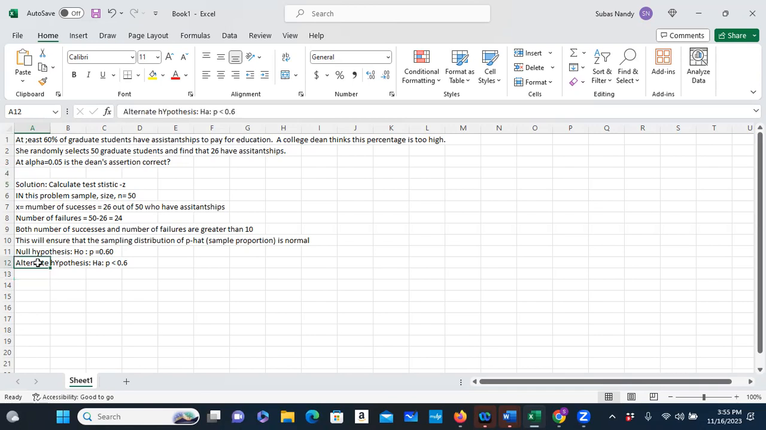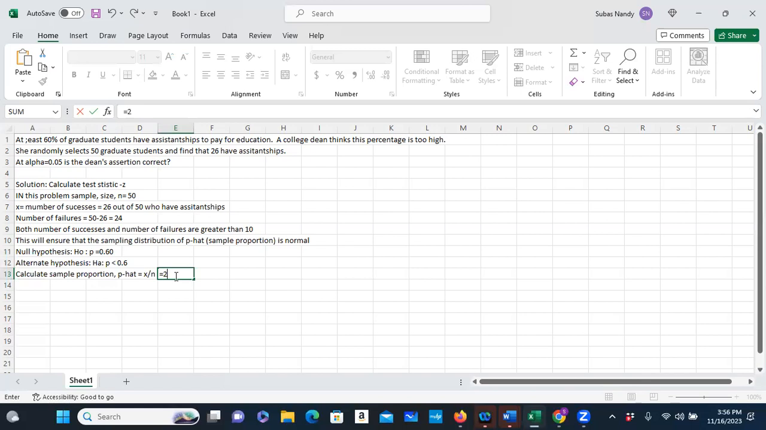Okay, so how do I test that out? I will first calculate the sample proportion P hat, and that is equal to X over N, which is 26 divided by 50, because X is 26, the number of successes, and total sample size is 50.